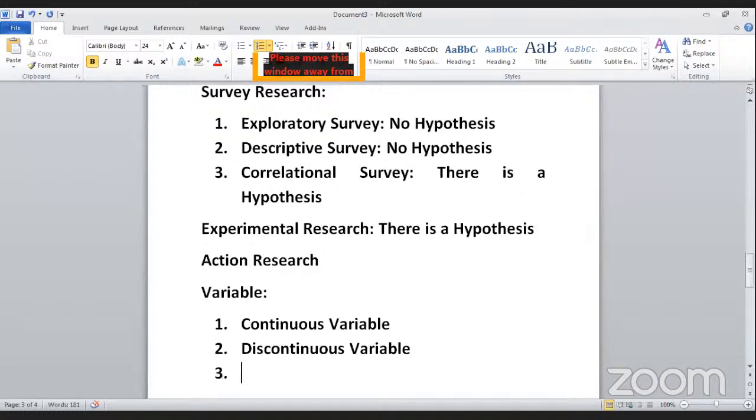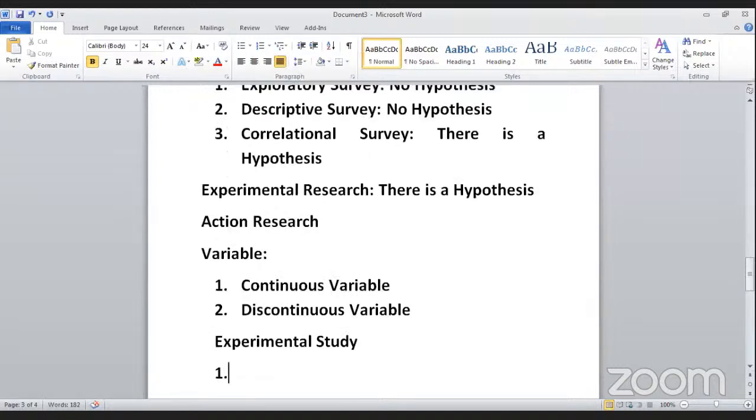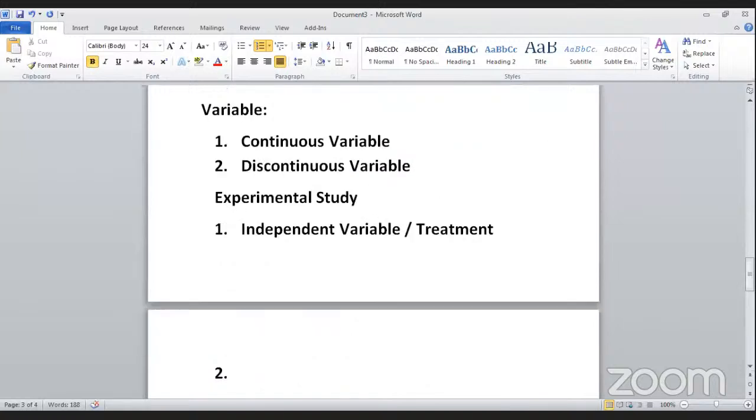Then there is another way that you can classify your variable. And these will be specifically only in experimental study. If you have an experimental study, then you can use the words independent variable, or you can also say treatment. And another variable is called the dependent variable.